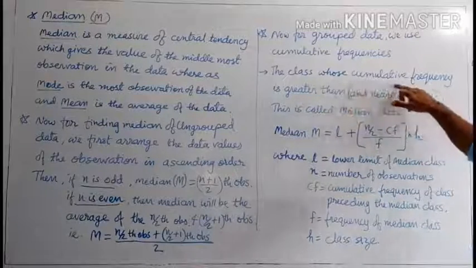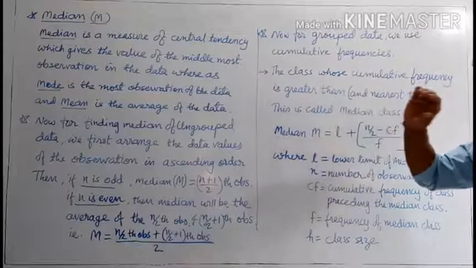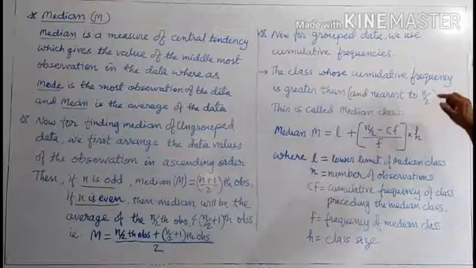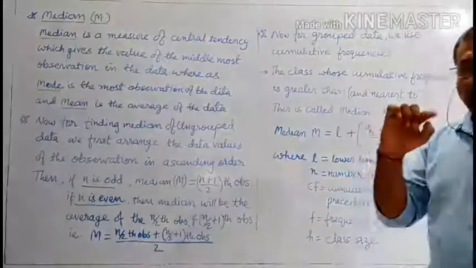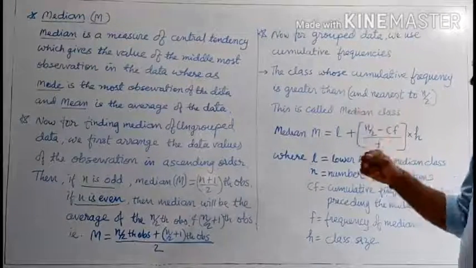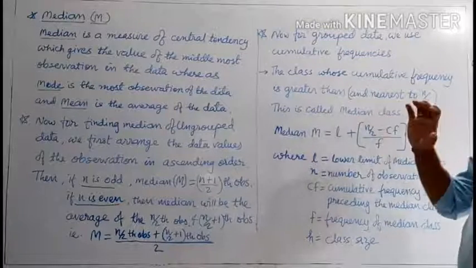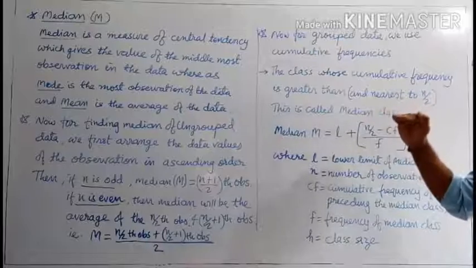The class whose cumulative frequency is greater than or nearest to n by 2: either the cumulative frequency of that class is greater than n by 2 or it is near to n by 2, then it is called the median class. So we have to find out the median class. We have to find out n by 2 first. Then we will come to know.